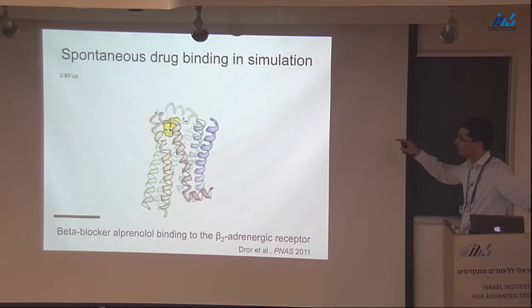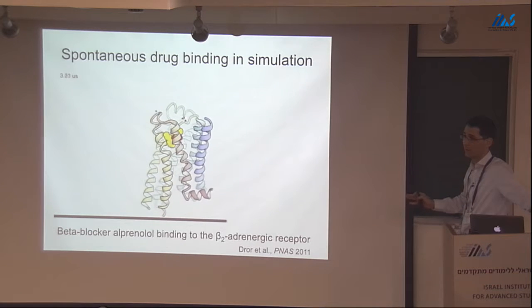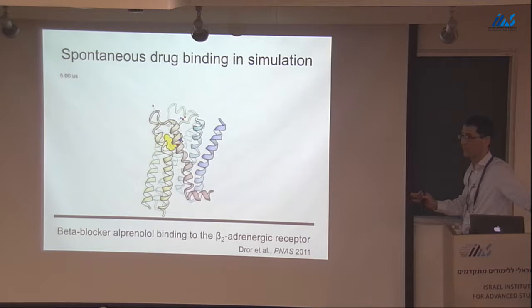So initially, as you can see, it just sort of bounces around randomly. But then it works its way into the binding pocket. And once it gets there, it stays there for as long as we can simulate. Which makes sense because this simulation is a few microseconds long, and the experimental off rate of this ligand is minutes. So we don't expect to ever see it come off.